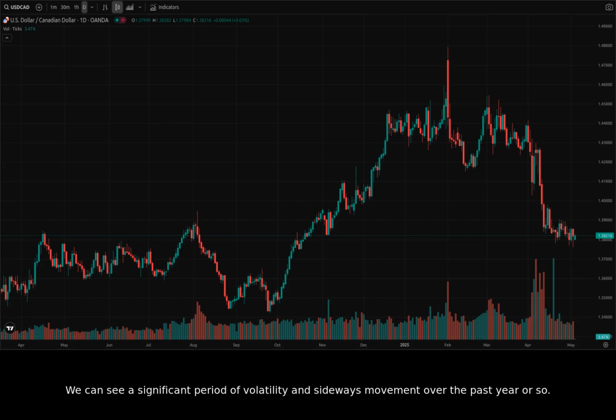We can see a significant period of volatility and sideways movement over the past year or so. Notice the major swings in price, indicating significant market events and potential shifts in sentiment. Looking closer at the daily chart, we see a recent downtrend culminating in the last candle's small movement. This suggests indecision in the market currently.